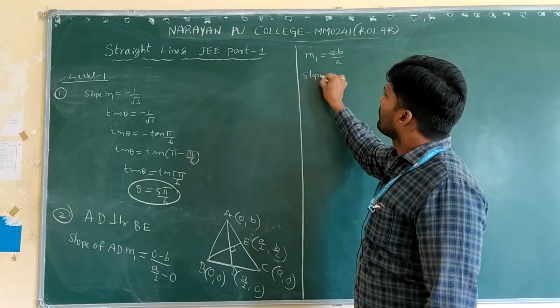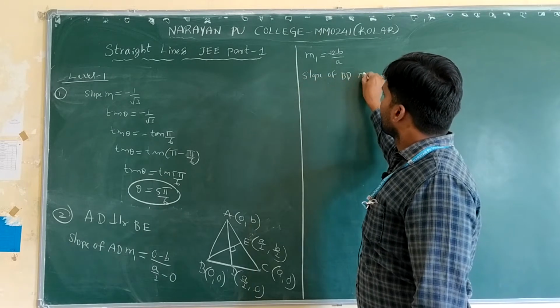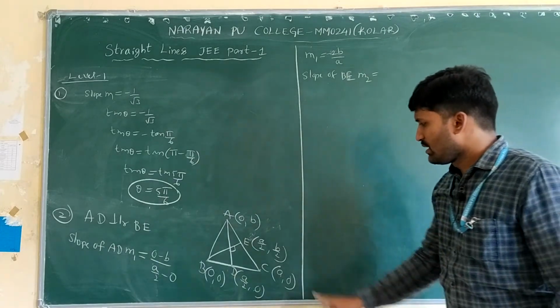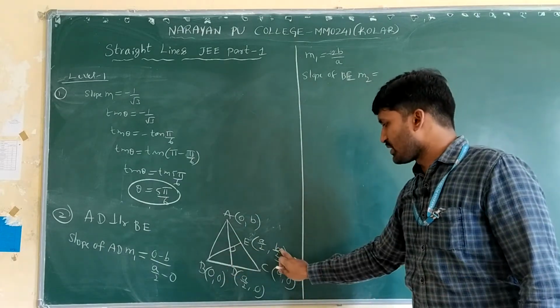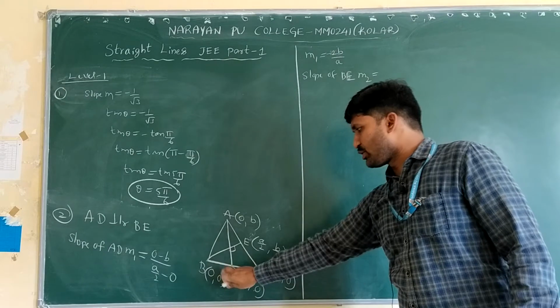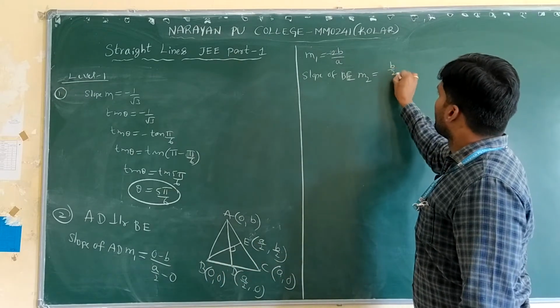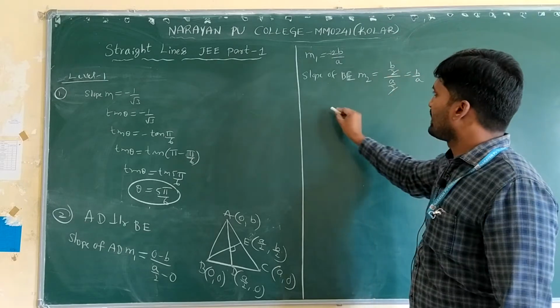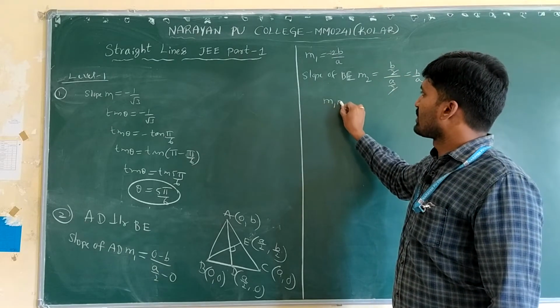Next, slope of BD. BE must be. This is M2. Same, y2 minus y1 by x2 minus x1. B by 2 minus 0 by A by 2 minus 0, that is B by 2 by A by 2. The 2s cancel, what will we get? B by A.